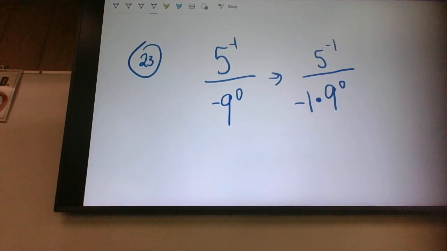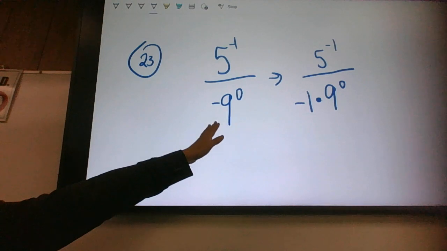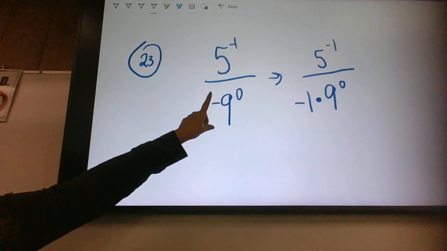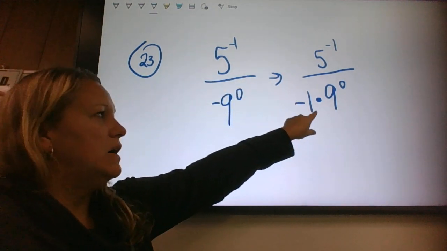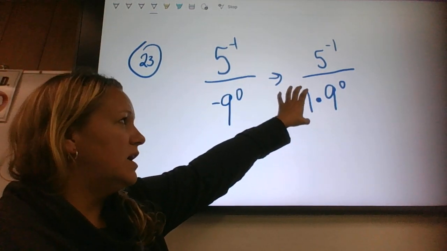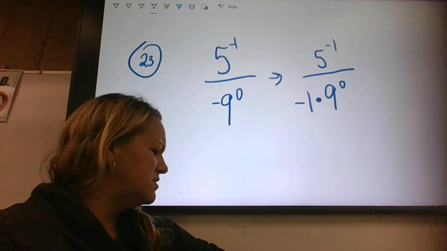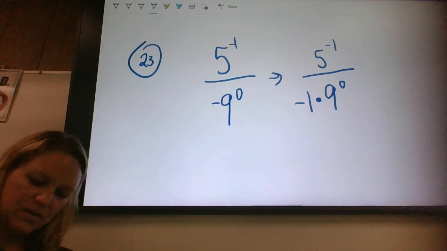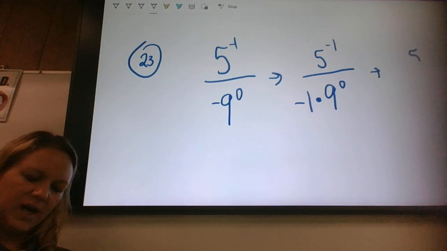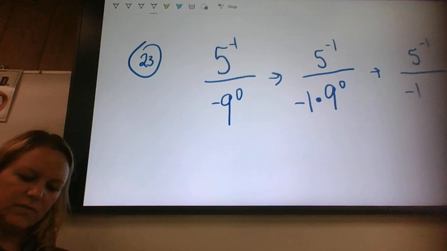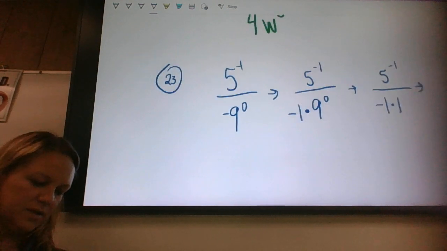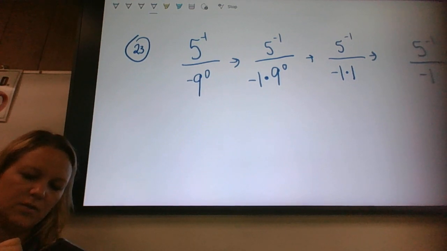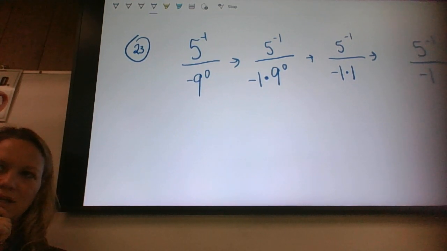Hey, so with this negative here, once again, this is one of the most difficult things about exponents, is seeing that this is a negative 1 outside the problem. So I rewrite it as a negative 1 times 9 to the 0. Okay. So now I got 5 to the negative 1 times 1. Weird. 5 negative 1 over negative 1. What?